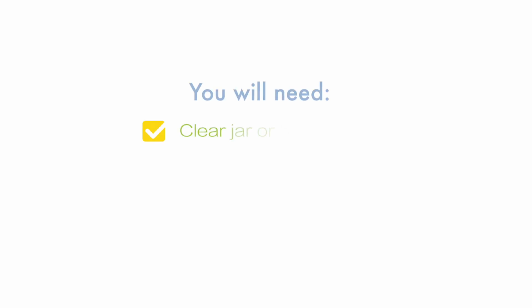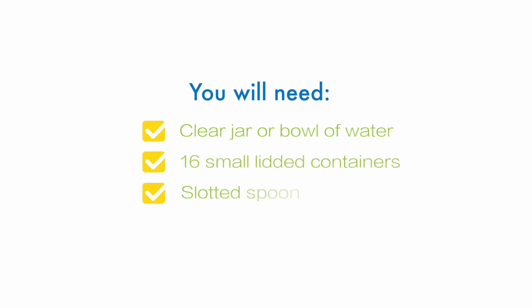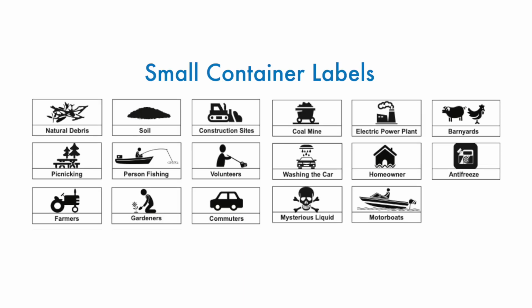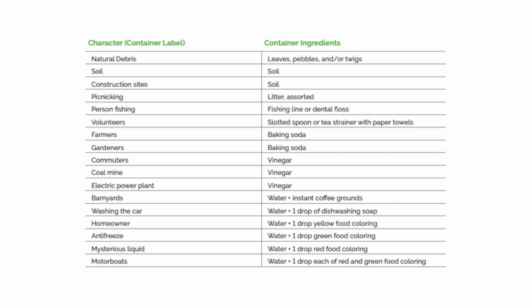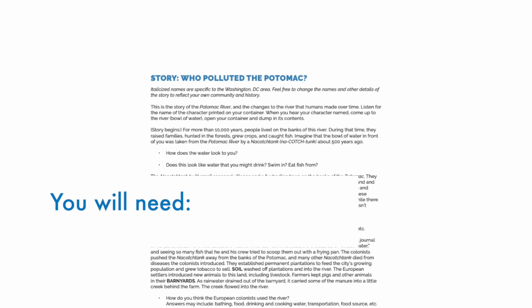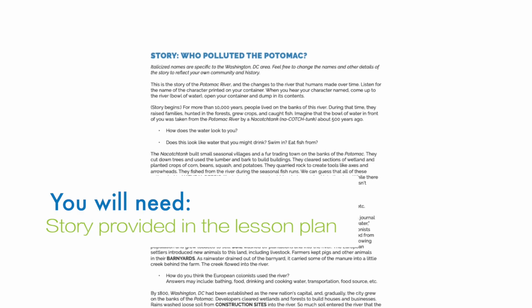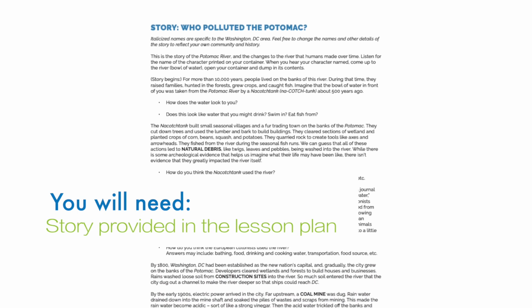For this lesson, you'll need the following items: a clear gallon jar or bowl of water to represent the river, 16 small lidded containers, and a slotted spoon. Each of these items represents the characters in the story. You'll label the small containers using the labels provided in the lesson plan, and fill each of the containers with the ingredients listed in the chart provided as well. Finally, you'll need a copy of the story Who Polluted the Potomac that is provided in the lesson plan.